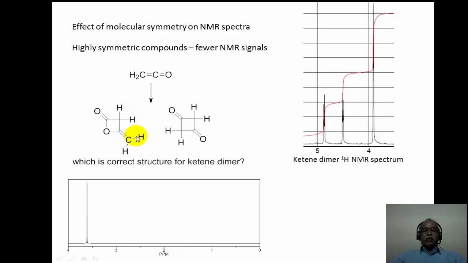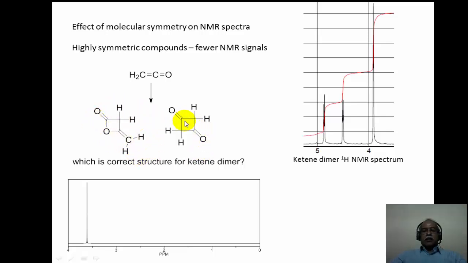So, three chemical shift values would be anticipated for this structure, and indeed this spectrum gives you three different chemical shift values, roughly in the integration ratio of 1:1:2. Therefore, one can confirm that the ketene dimer actually has this kind of structure.